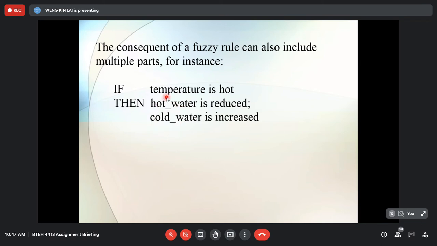If the temperature of the environment is too hot on a hot day, I would not want to have too much hot water in my bath. But I want to increase my cold water as a result. So this one antecedent can control two consequents.